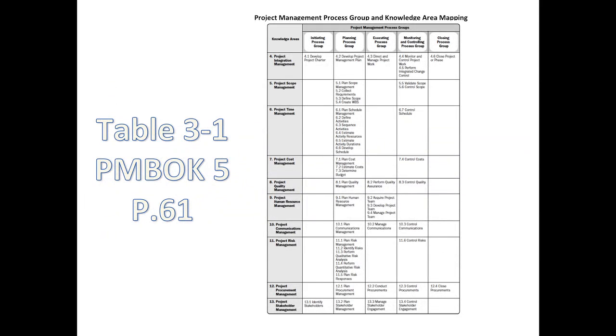Okay. If you're going to take your PMP exam, you have to memorize Table 3-1 and understand all the information in it. We have process management groups across the top. Those are the columns. You have knowledge areas down the left-hand side. Those are the rows. And we're going to need to remember all this information.